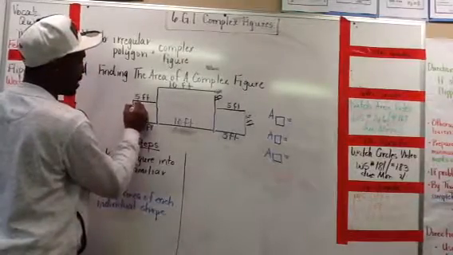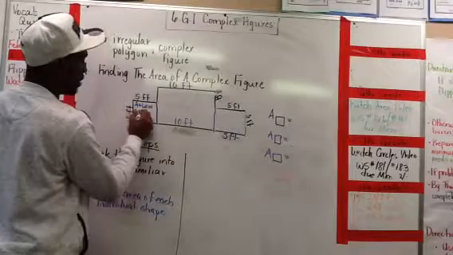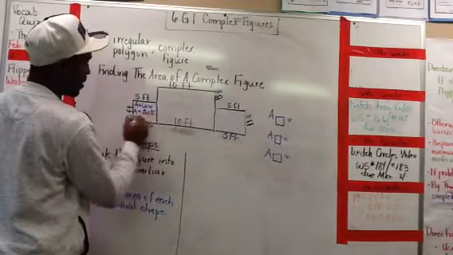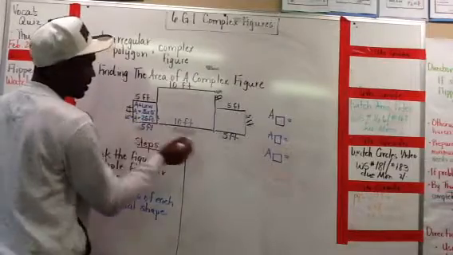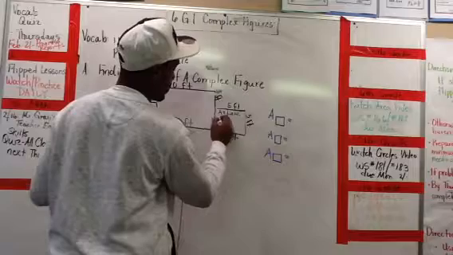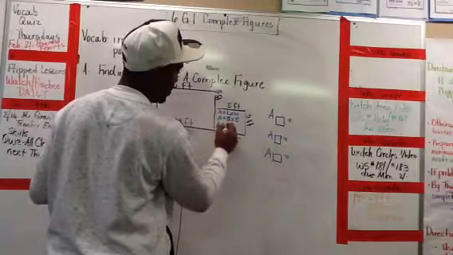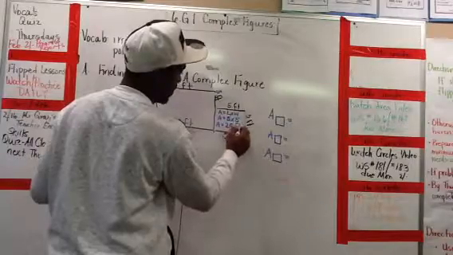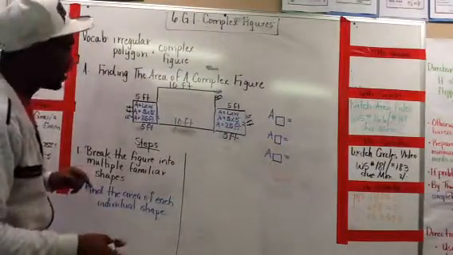Here I can just find the individual area once I've segmented the shape. Area equals 5 times 5. Area equals 25 feet squared. I know those squares are congruent, so it'll be the same process here: 25 feet squared.